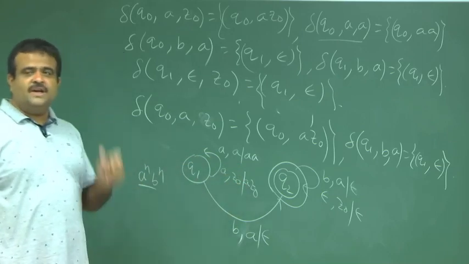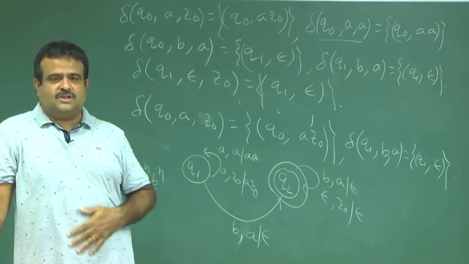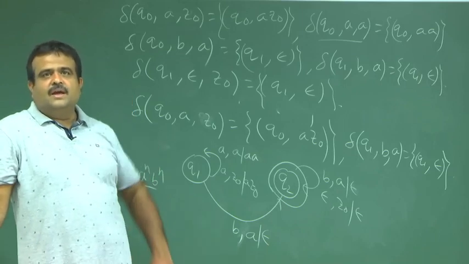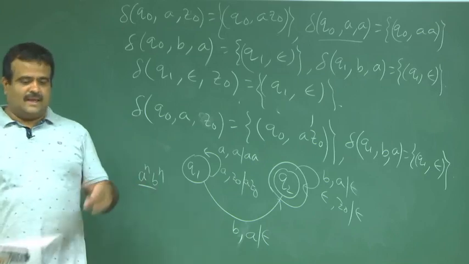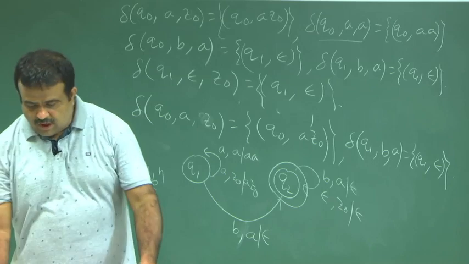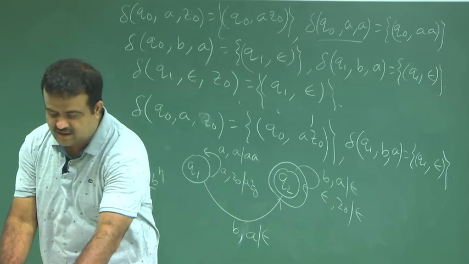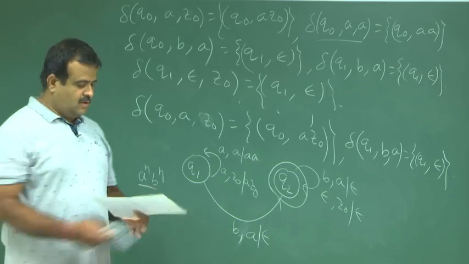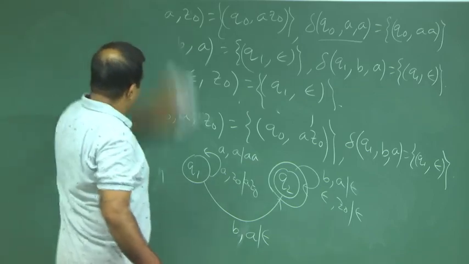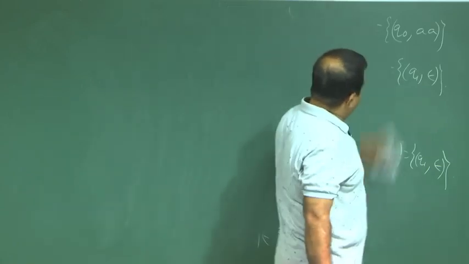Now, when we read a, we push A into the stack, and when we read a b, after that we pop A like this, so that we accept the string. Okay, so now we can define the instantaneous description of the stack of a PDA. Then we will define the language accepted by the PDA.